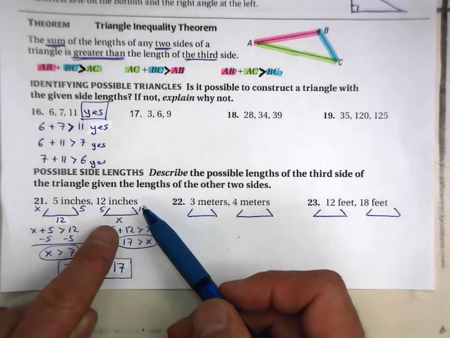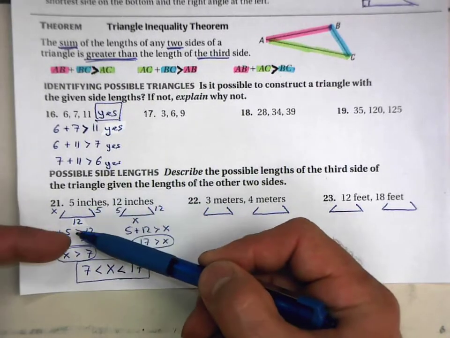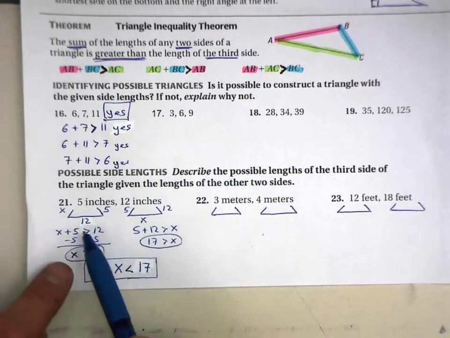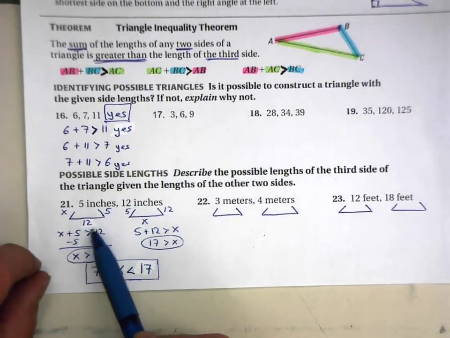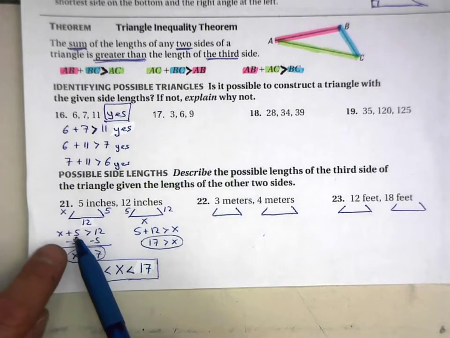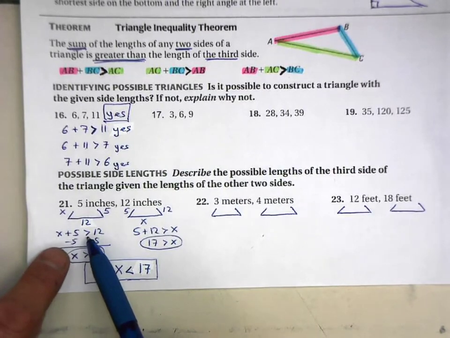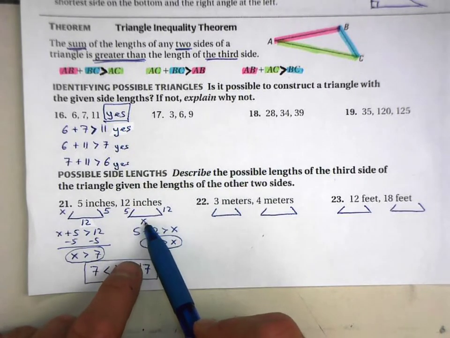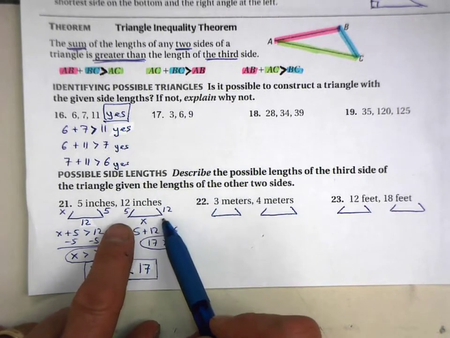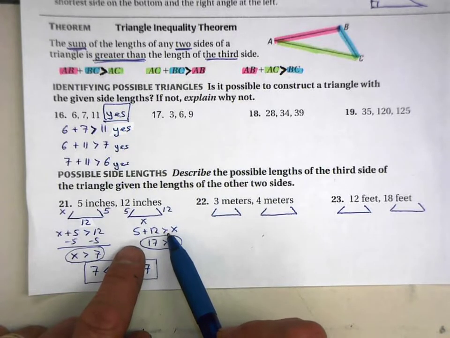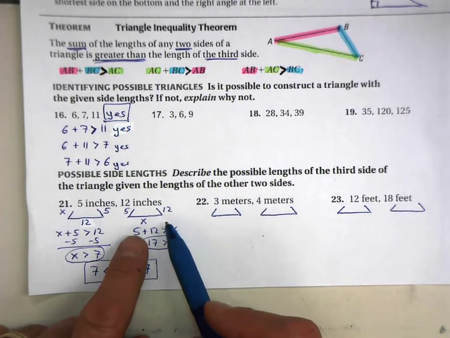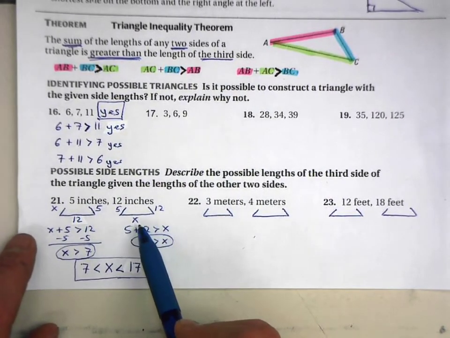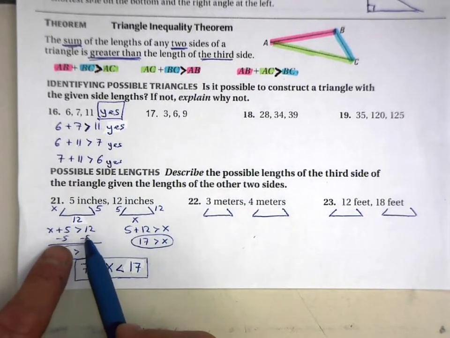And so in order for these 2 sides to touch, remember the sum of the 2 smaller sides has to be greater than the third side. So if 12 is the longest side, then x plus 5 has to be greater than 12. And if x is the longest side, then 5 plus 12 has to be greater than x. Okay, so those are our 2 scenarios. One where 12 is the longest side, and one where x is the longest side. So let's go ahead and solve these inequalities.